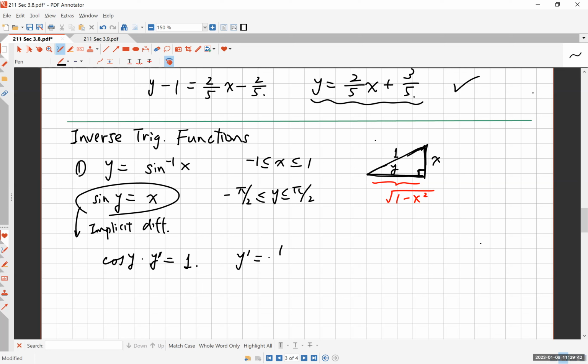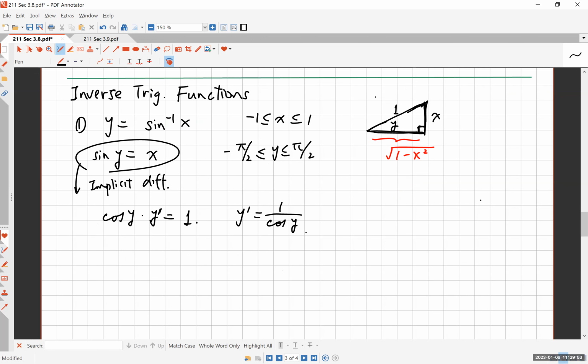It's going to be 1 over cosine of y. That looks simple, but again, remember, y is included in there, and I really don't want to have y as a part of my derivative y prime, because x is equal to sine of y. It would be really nice if I could write y prime in terms of x only and not involving y. So what, you may ask, is cosine of y? And this picture gives us a wonderful answer to that.